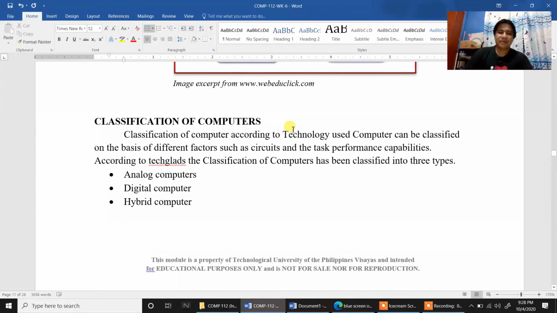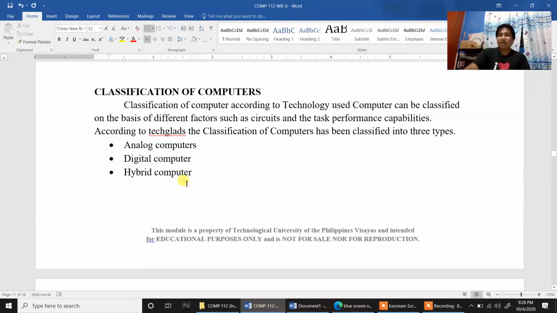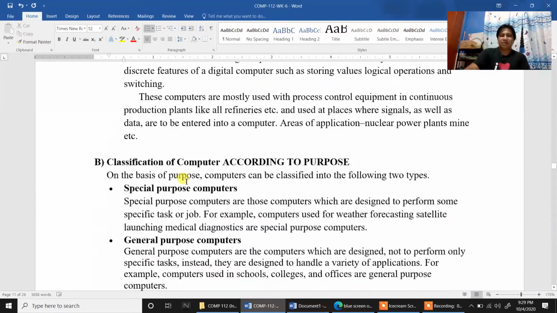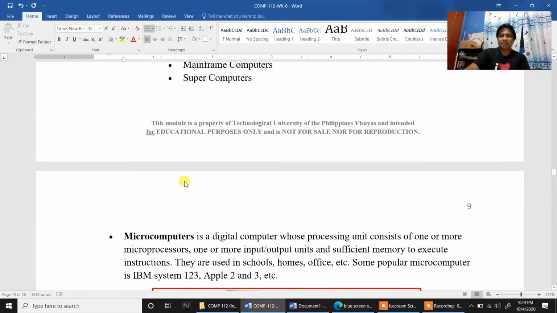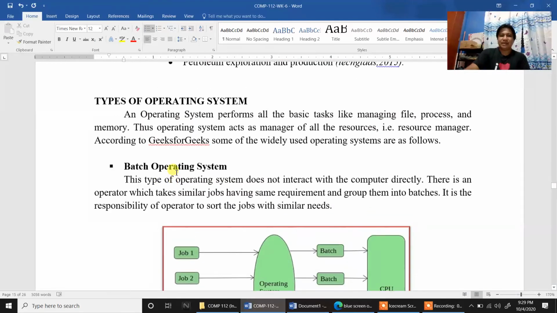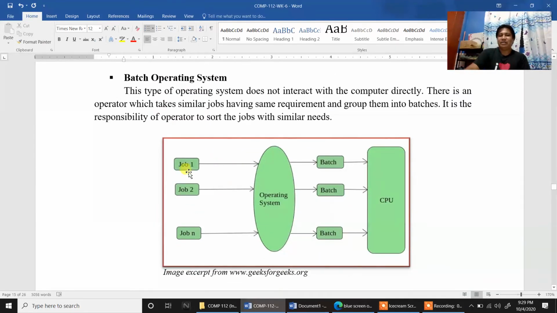Okay? Now, classification of computers, and you know it already. Reminisce your week 4, and I think I will not elaborate on it anymore. Okay, just on operating systems. So, types of operating system, we have the batch operating system, wherein jobs are handled by the operating system through the CPU.